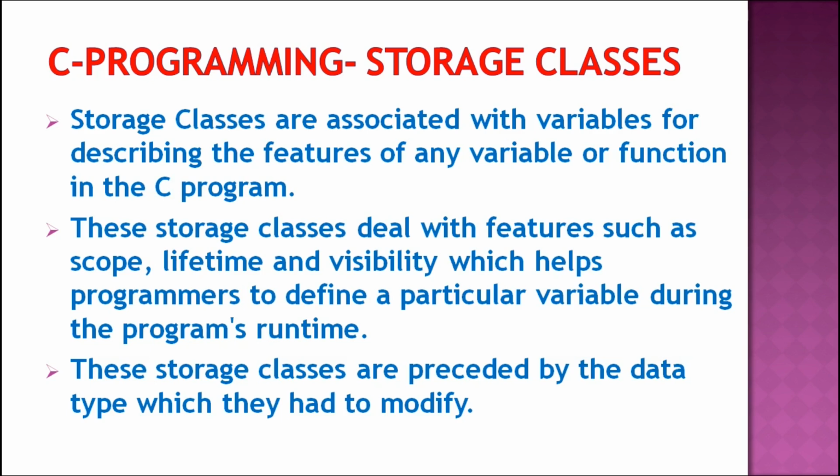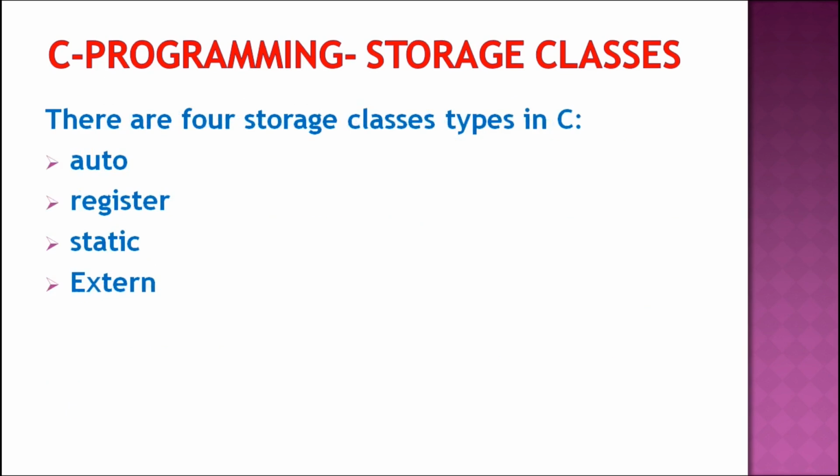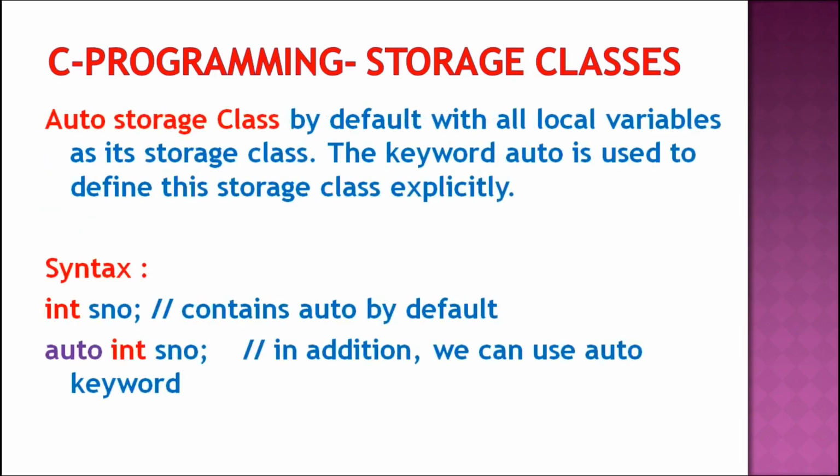These storage classes are preceded by the data type which they have to modify. There are four storage class types in C: auto, register, static, and external. The auto storage class is by default the local storage class with all local variables. The keyword auto is used to define the storage class explicitly.